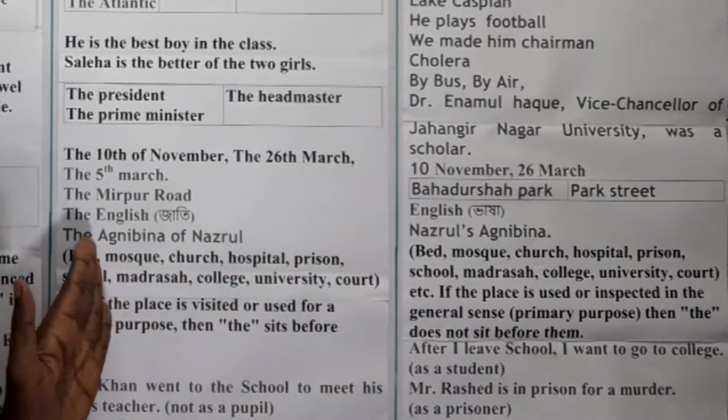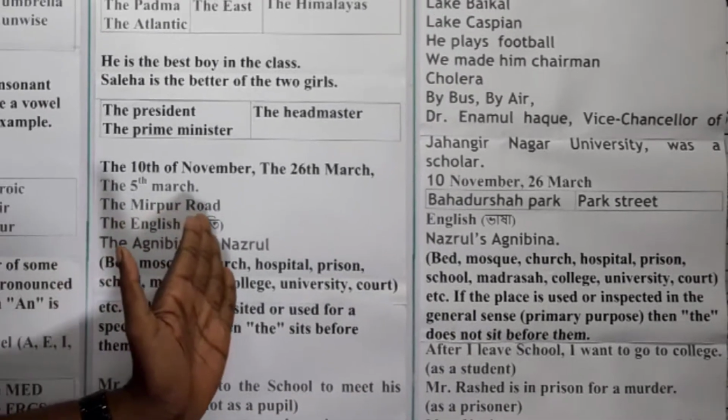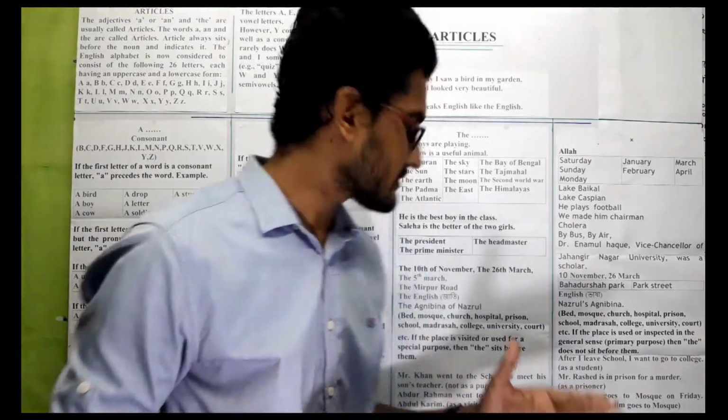Example: the Mirpur Road. The sits before the name of a race and community, the English. If the author's name of a famous book precedes the book, the does not sit, but if the author's name is not before it, the sits.